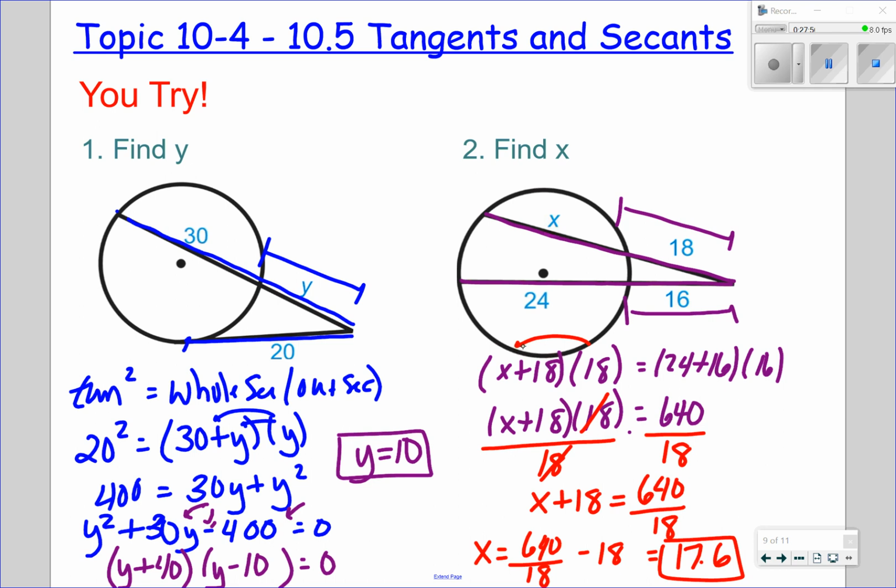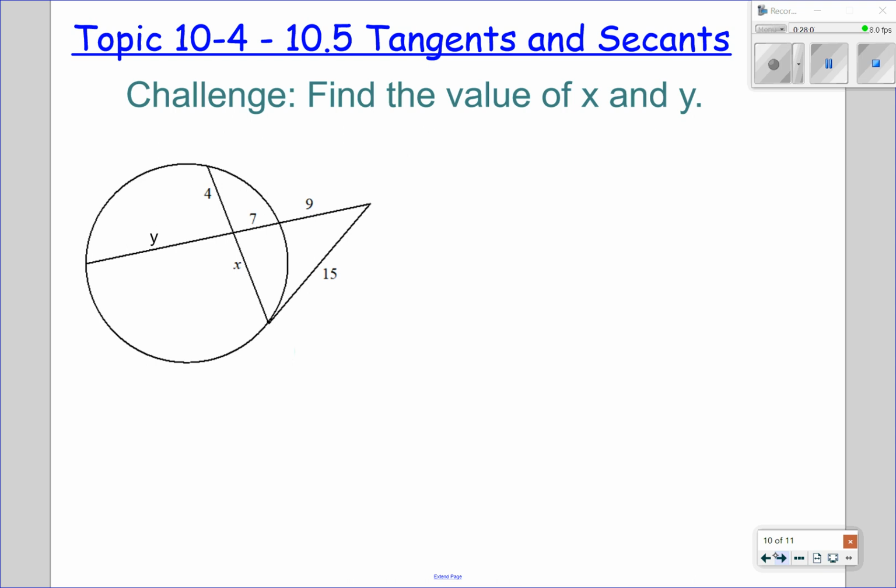All right, last problem is a little bit of a challenge. I want to see if you can combine what we did previously and what we did today to solve for a couple missing segments. All right, so take a moment, copy this down, see if you can find the value of x and y. I'll give you a hint. It might be easier to find y first using the methods that we learned today. See what you can come up with.